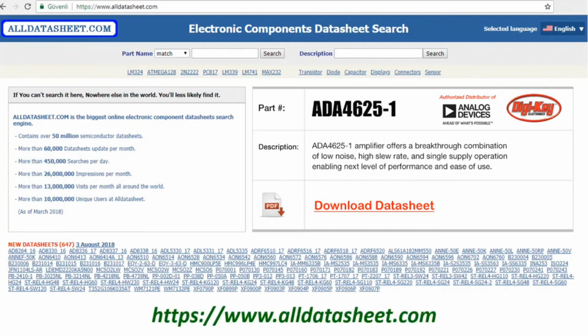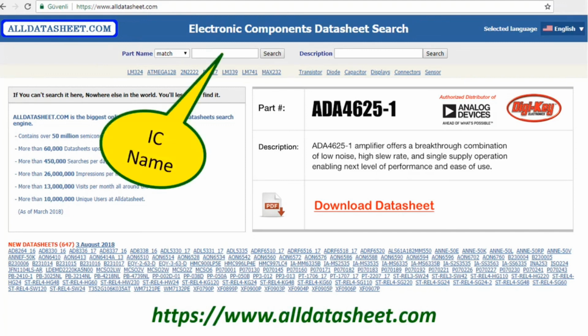It is possible to access these documents by typing the name of the integrated circuit in the search section. The basic structure of the integrated circuits on the electronic cards is like this.